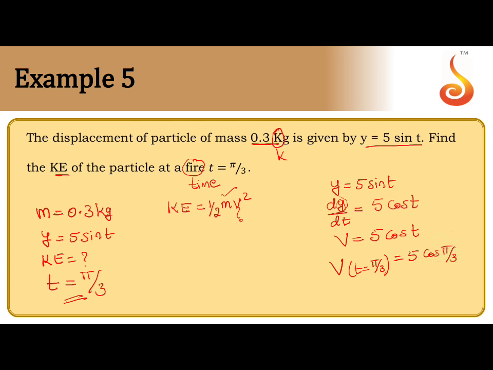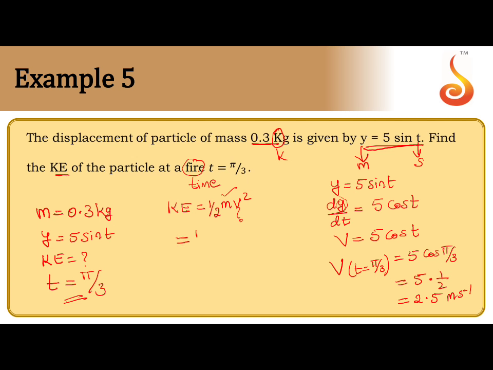Pi by 3 is 60 degree. Cos 60 equal to 1 by 2. 5 into 1 by 2. This will be 2.5. Usually, when displacement is given like this, they will mention y is in meter and t is in seconds, or y is in centimeter, t is in second. Whatever they give, we need to follow. Now, I am giving you y is in meter, t is in second, so this will be meter per second.